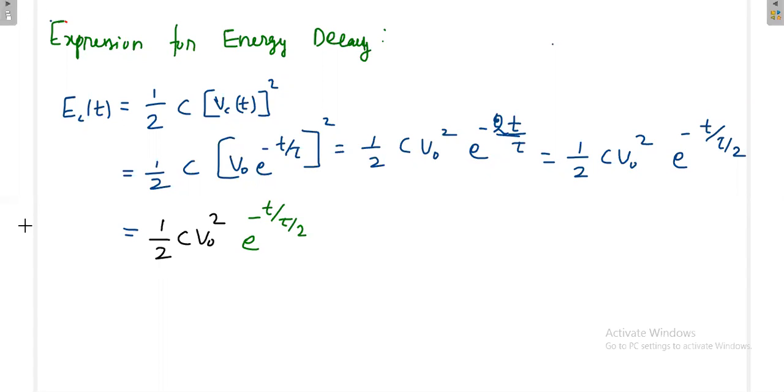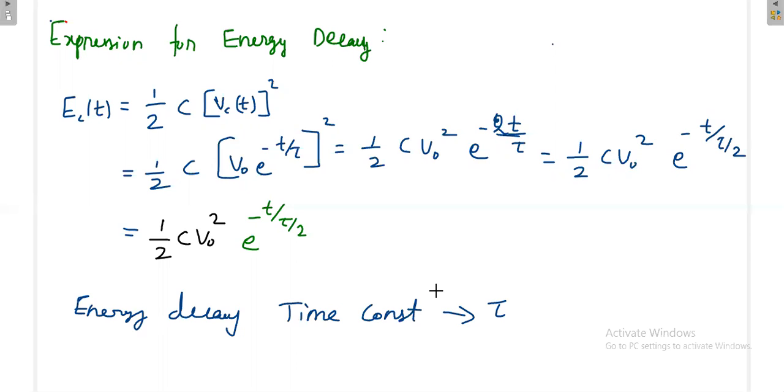Previously we were getting the time constant as tau, but now the time constant is tau by 2. That means for energy decay, the time constant is tau by 2, while for voltage and current decay, the time constant is tau. So the energy is getting decayed faster than the voltage or current. The energy decay is 2 times faster, because the time constant is smaller and the energy will decay very quickly.